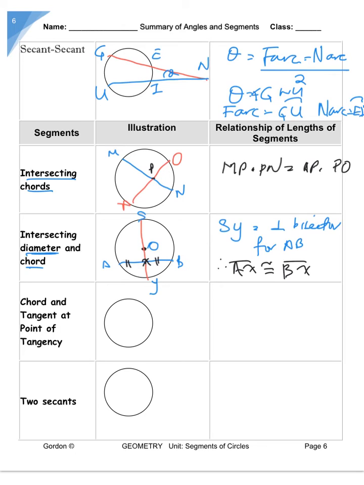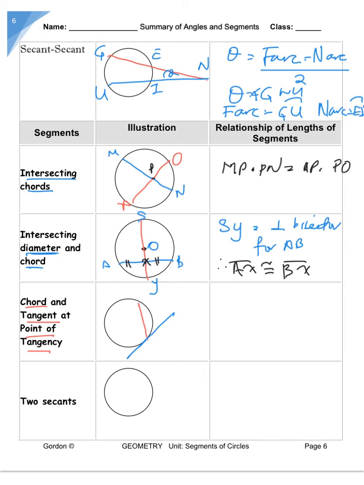Next, we're going to look at a chord and a tangent at the point of tangency. So we have a chord, then we have our tangent right there. Now, in this case, it's really nice.